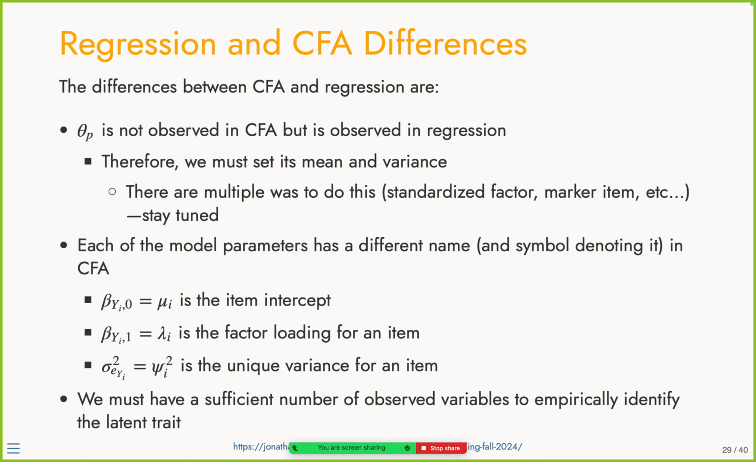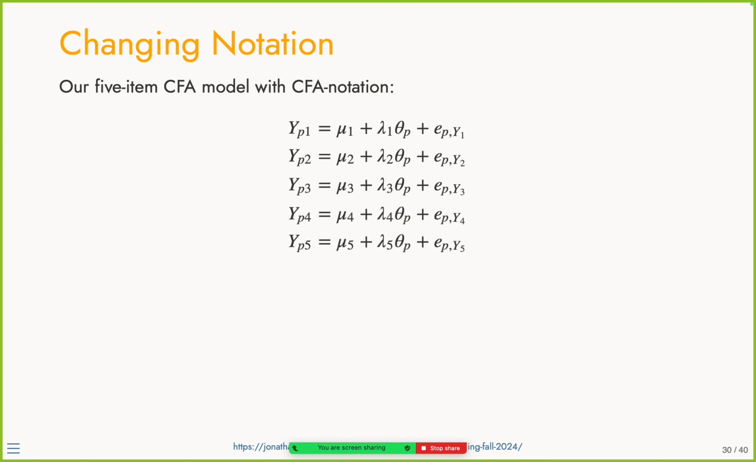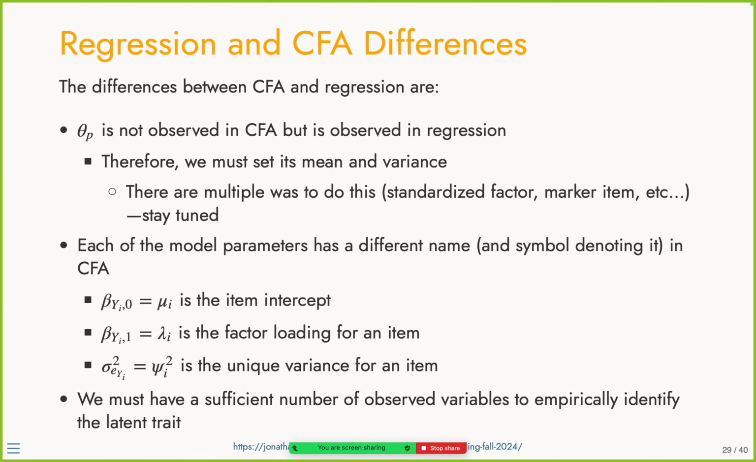The other catch that we have when we go from regression to CFA, as I mentioned earlier, is we can't just take one observed variable and put a latent variable behind it. It's empirically unidentified. We have to have a sufficient number of observed variables to empirically identify the latent trait. What does sufficient number mean? Well, for a single unidimensional latent variable, we need 3 observed variables to measure it at a bare minimum.